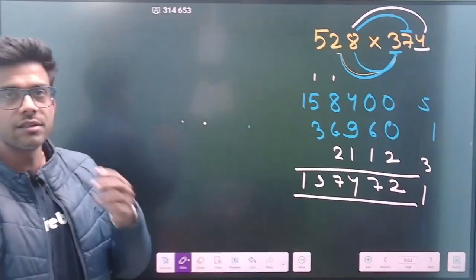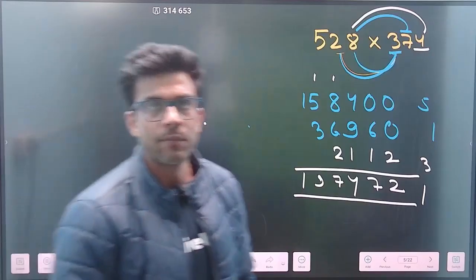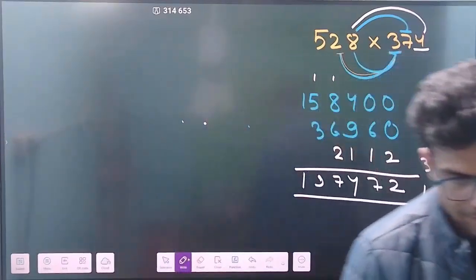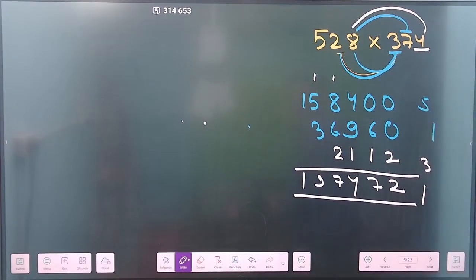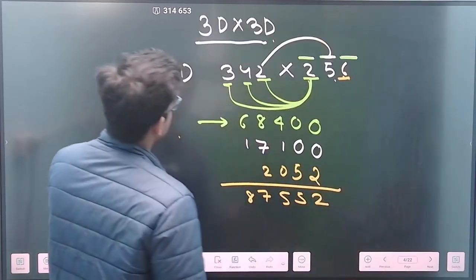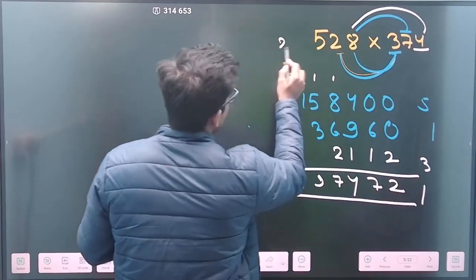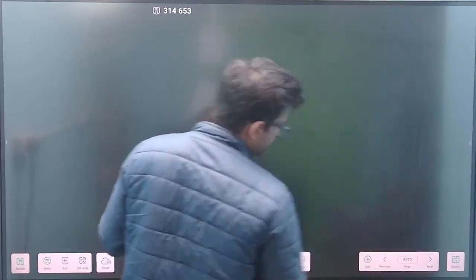I hope you got this. Please confirm. Okay, that's nice. Let's take one more example, because we have taken 2 examples over here. One is this one and the other is this one. Let's take one more example and try solving with this approach.